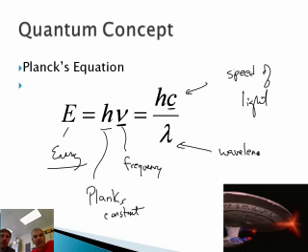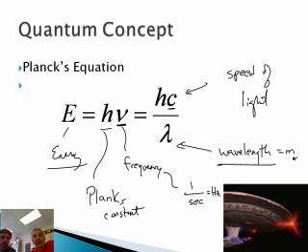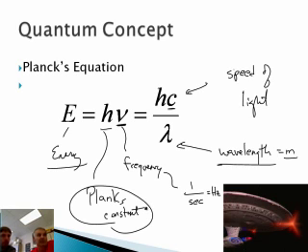Now, a couple things before we move on. Frequency has to be in units of seconds to the minus 1, or 1 over seconds. It's also called hertz if you're interested. Wavelength has to be in meters. If you have it in any other unit, nanometers is particularly common, or kilometers, you must first convert it into meters. And then energy will be in joules. All right, so those are the units.